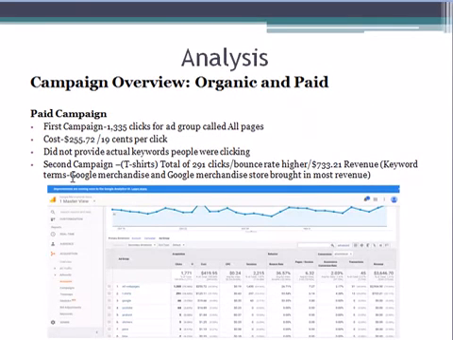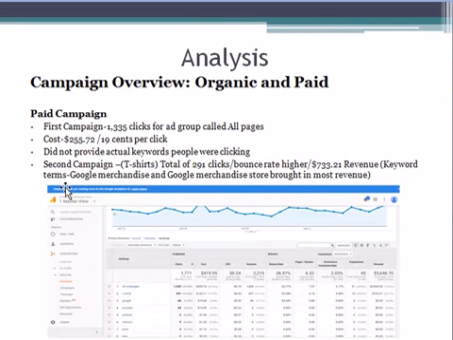The campaign overview with the organic and paid. The paid cost them about $255.72 and was 19 cents per click. It really didn't provide the actual keywords that people were clicking on, which was a little perplexing.